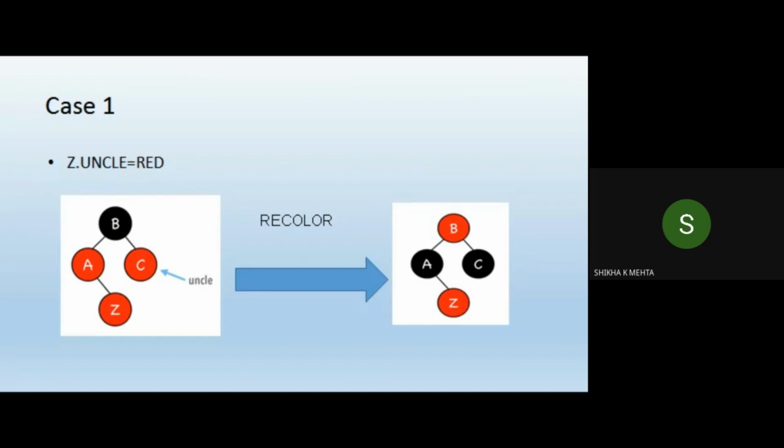Now what do we do? I told you in the last class also that first we have to see the color of the uncle. If the color of the uncle is red, the only thing that we have to do is recolor. There is no rotation required at all. After recoloring, we recolor the node A and node C to black and node B to red. Just remember this is just a subtree, so we are just focusing on the part where we are inserting the node.